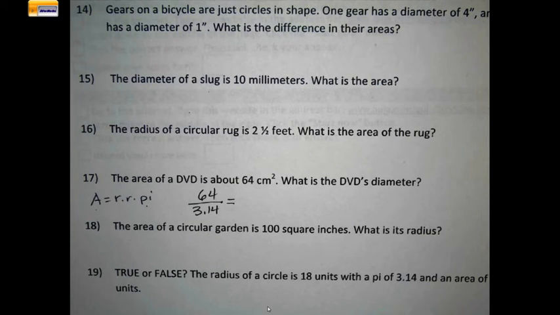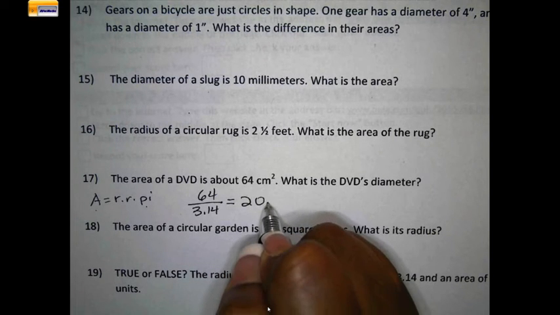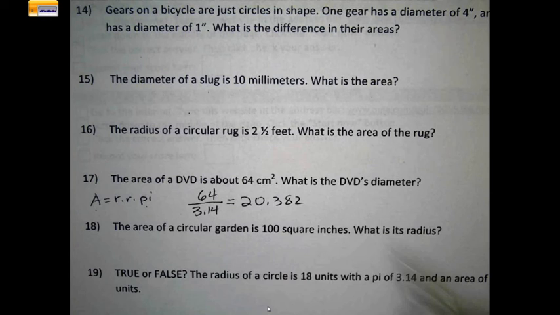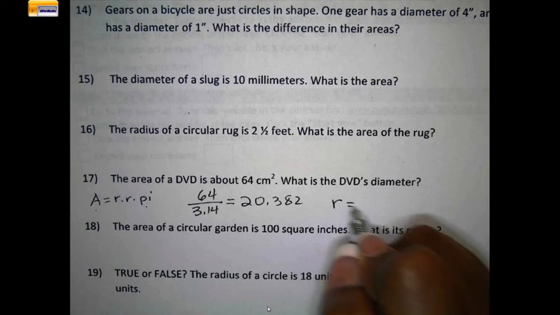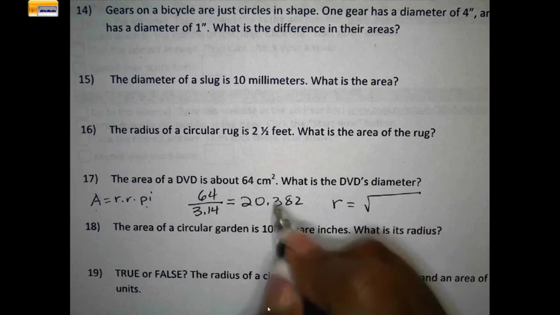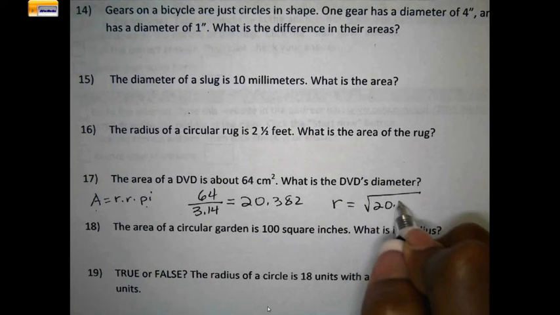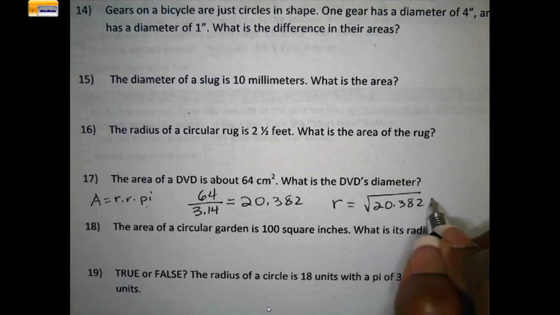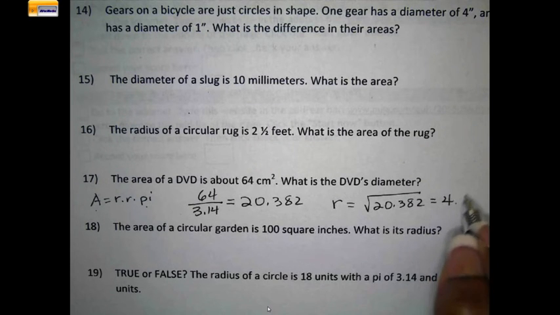We did a couple of them backwards yesterday too. So you have 20.382, and so on. But then to get the actual r, you have to take the square root, because this is really r squared. The square root of 20.382 will give you r. And let's figure out what that would be. I get 4.5.